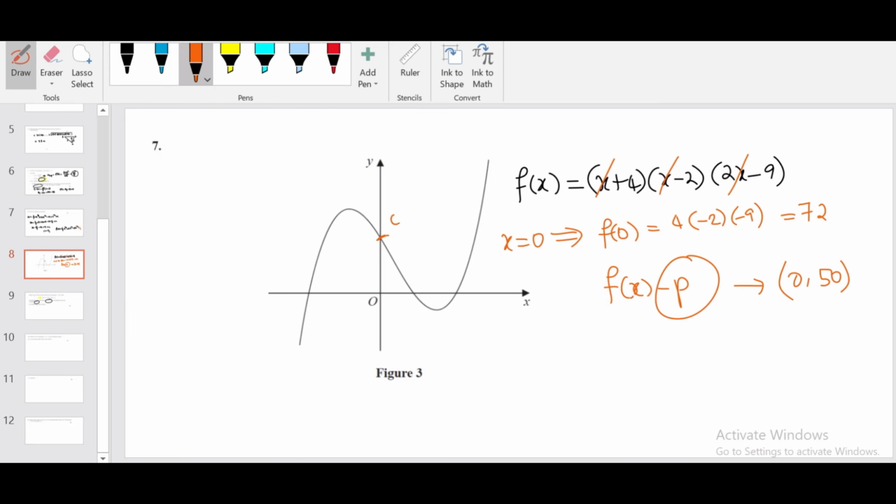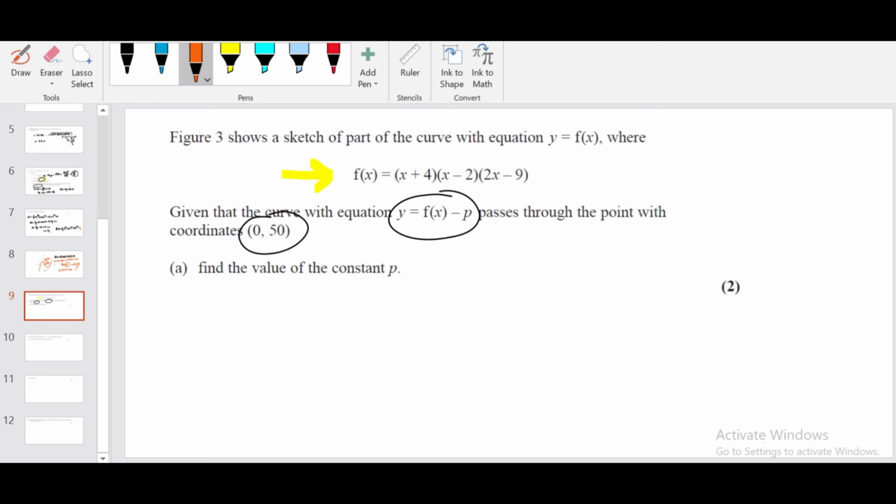This point is (0, 72). Why do we need this point? Because the new point is (0, 50). So when you push down, the new graph passes through (0, 50). So how many units do you have to push down? 72 minus 50. So p is equal to 72 minus 50, which is 22. That's the answer for part A.